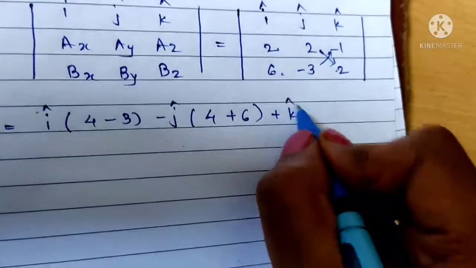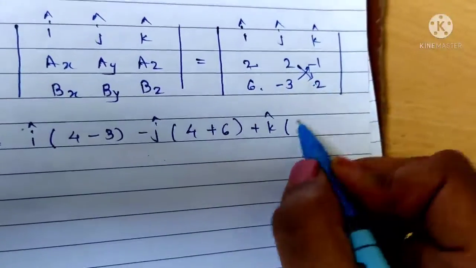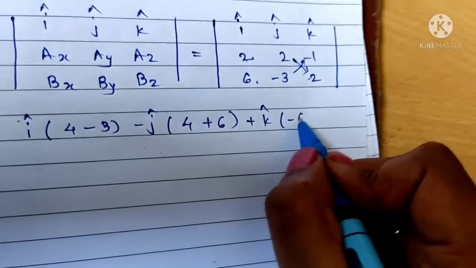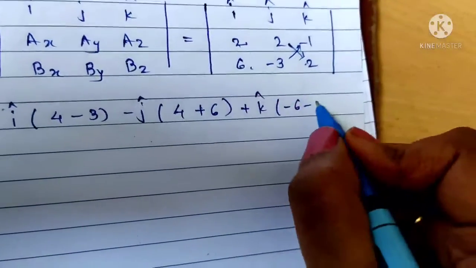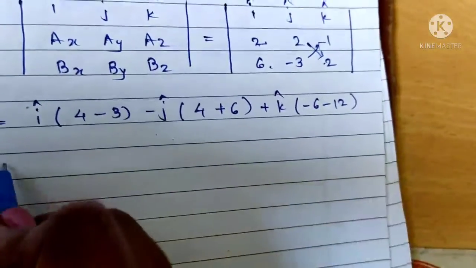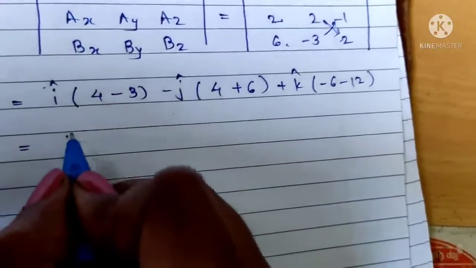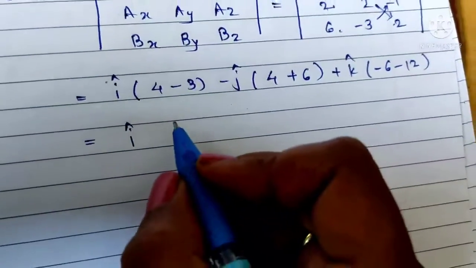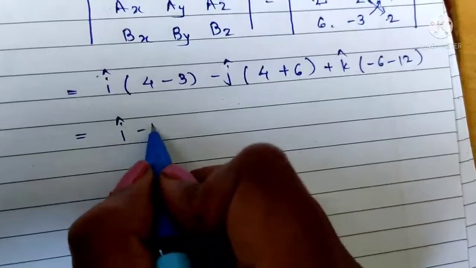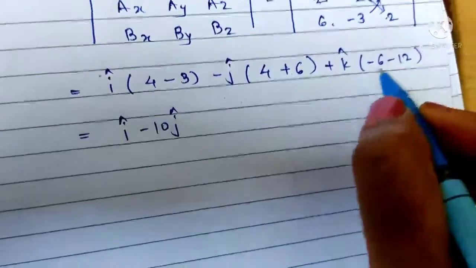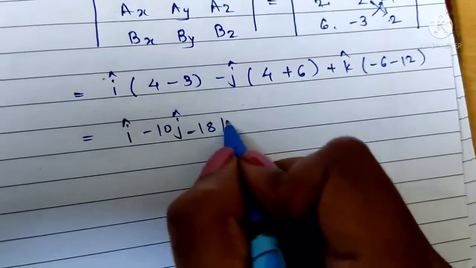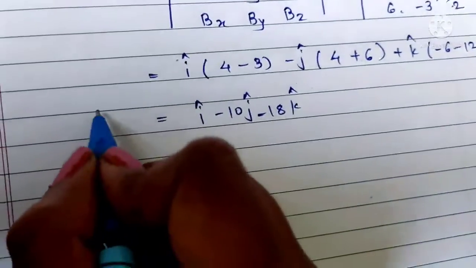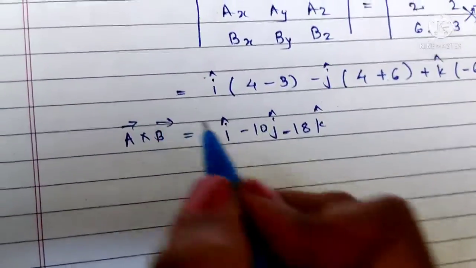And the last term k cap. Now here 2 into minus 3, minus 6 into 2, that is 12. So we will get the answer: 7 i cap minus 10 j cap minus 18 k cap. So this is the final answer of a bar cross b bar.